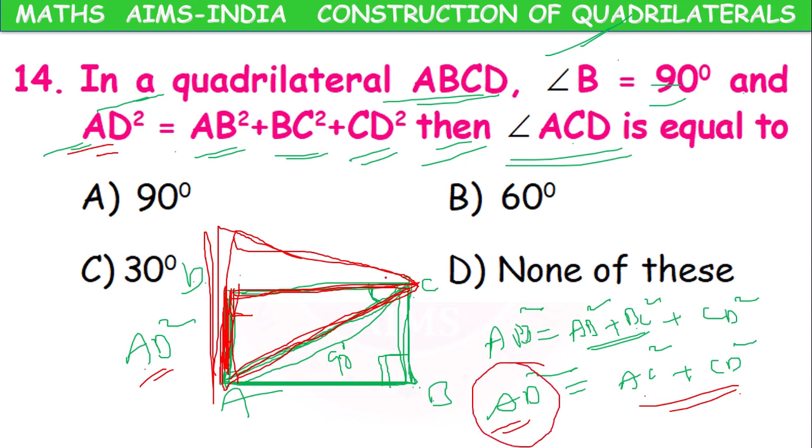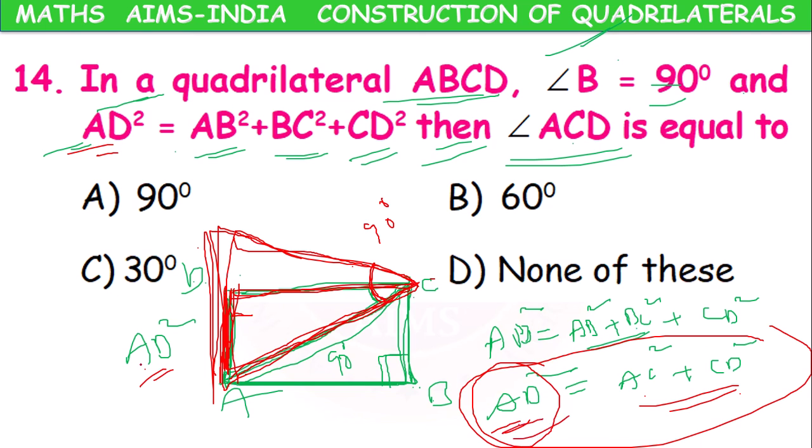So opposite the hypotenuse we have angle C, which is ACD. That will be 90 degrees because it is following Pythagoras theorem. So the triangle will be a right angle triangle. Which angle will be 90 degrees? The angle opposite to the hypotenuse will be 90 degrees. So ACD value is 90 degrees. So option A is correct.